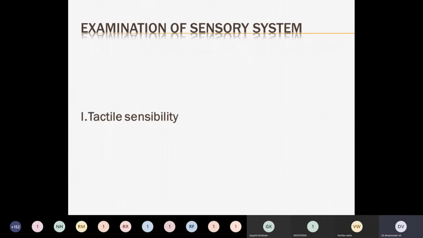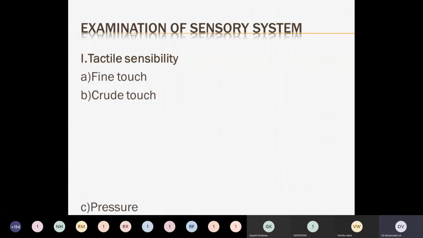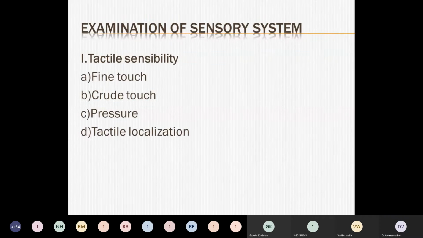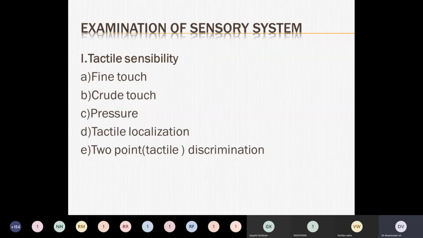So coming to the examination system, we are going to examine all these. Number one, tactile sensibility. Under this, we are going to check fine touch, pressure, tactile localization, and two point tactile discrimination. So under tactile sensibility, we are going to check fine touch, pressure, tactile localization, and tactile discrimination.